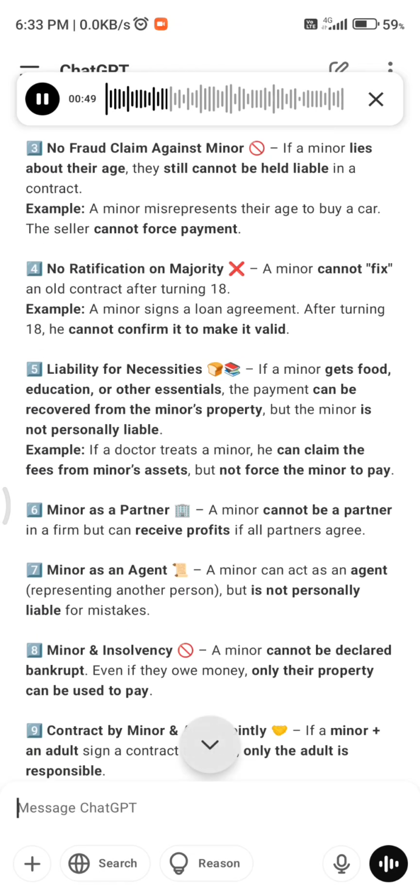3. No fraud claim against minor. If a minor lies about their age, they still cannot be held liable in a contract. Example: a minor misrepresents their age to buy a car. The seller cannot force payment.